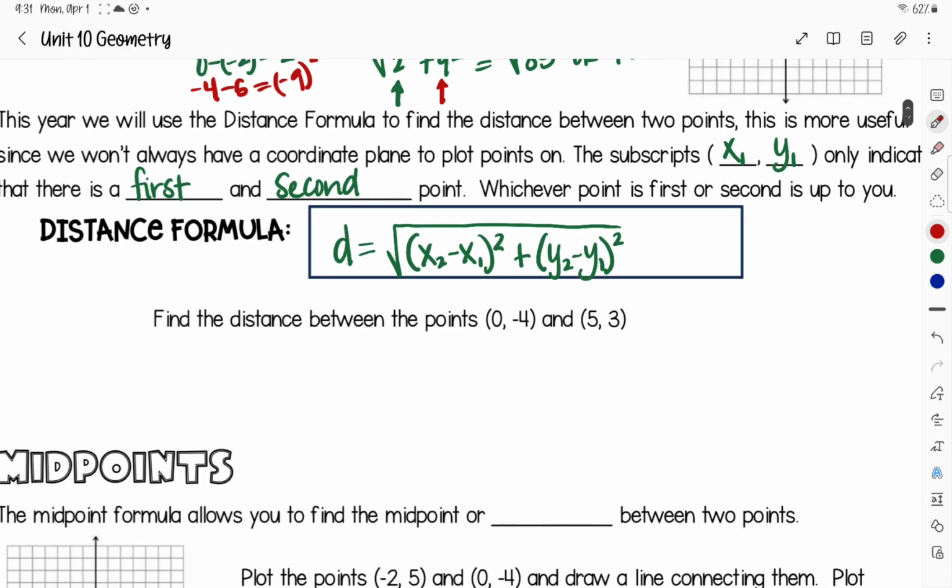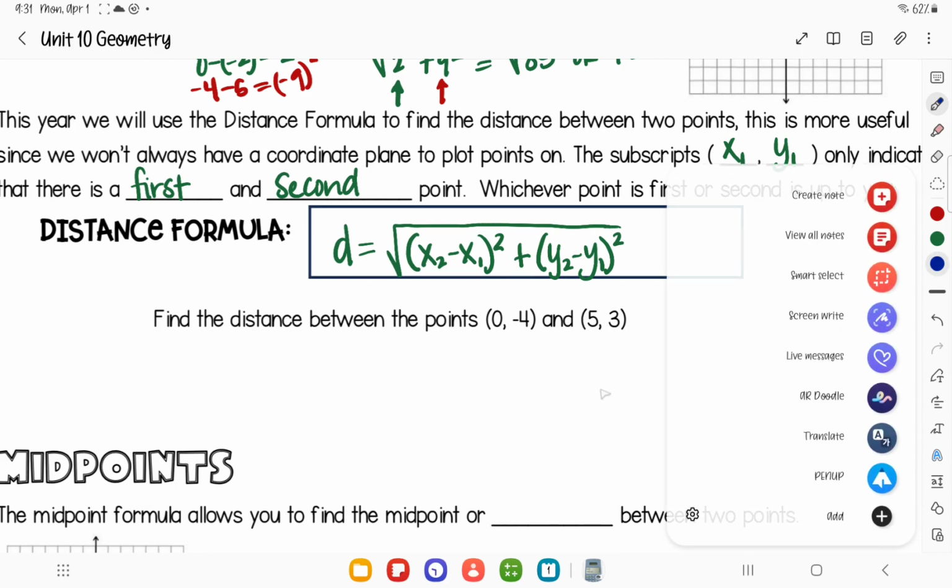So let's find the distance between the point 0, negative 4, and 5, 3 using the distance formula instead of the Pythagorean theorem.